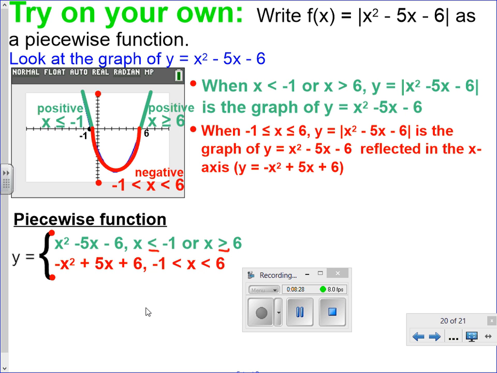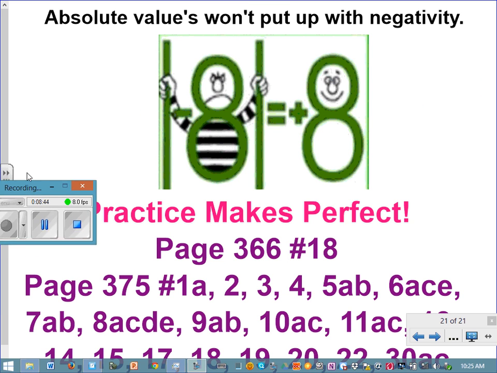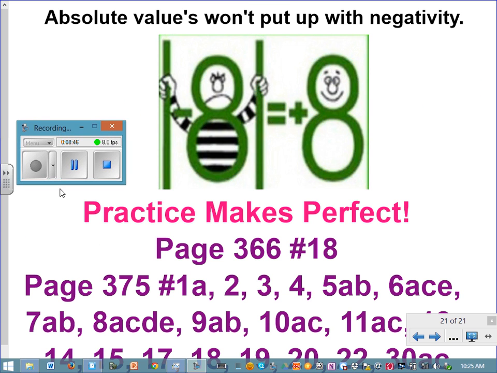So again, the only difference between this and the linear is the graph. So if you need to go back and watch those examples again, please do so. I want to make sure that you guys are completely comfortable with piecewise functions, because as I said, we do need those for section 7.3. So you guys can go and do the practice questions. Remember, absolute values won't put up with any negativity, because when you take the absolute value of a negative, it becomes a positive. Hope that helped. And we'll talk about section 7.3, solving absolute value functions, tomorrow.